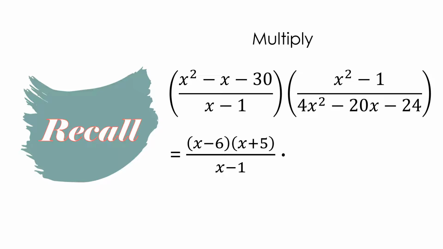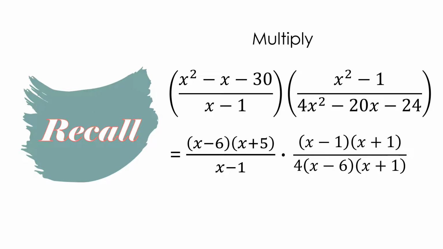The answer is negative 1 and, what else? Positive 1 and negative 6 rather. So now, try to investigate whether there are common factors in the numerator and the denominator. In the numerator, we have x minus 6, which has a common factor in the denominator, x minus 6. So, divide it out.